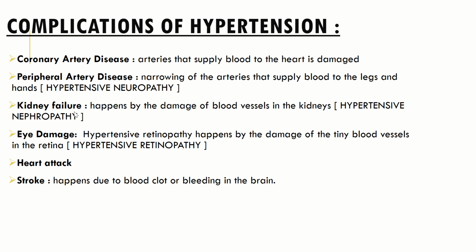And kidney failure can happen by damage to the blood vessels in the kidneys. This is hypertensive nephropathy; nephropathy means related to the kidneys, and it can happen because of prolonged hypertension. And eye damage, hypertensive retinopathy, happens by damage to the tiny blood vessels in the retina, because of hypertension for so long. Heart attack is very common, and it is a complication. And stroke can happen due to a blood clot or bleeding in the brain. So these are some of the complications of hypertension.